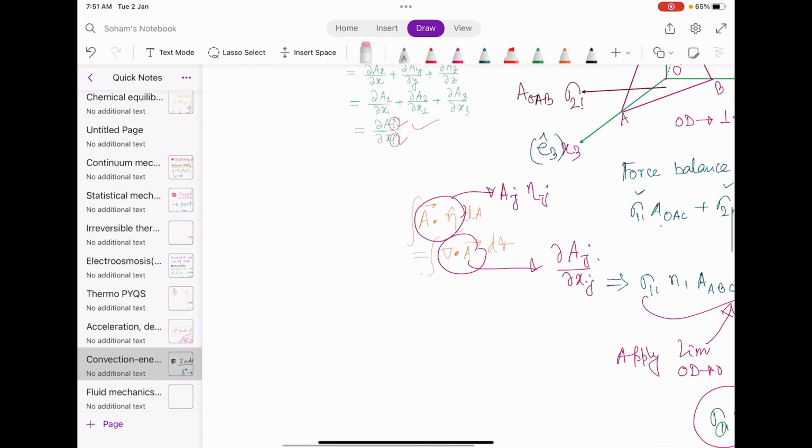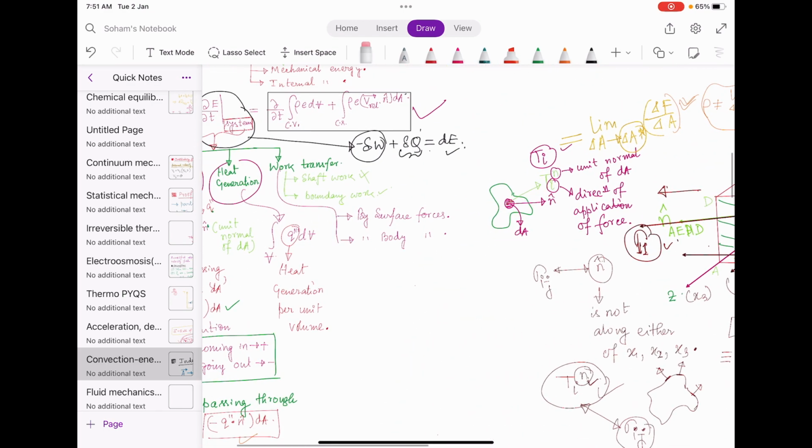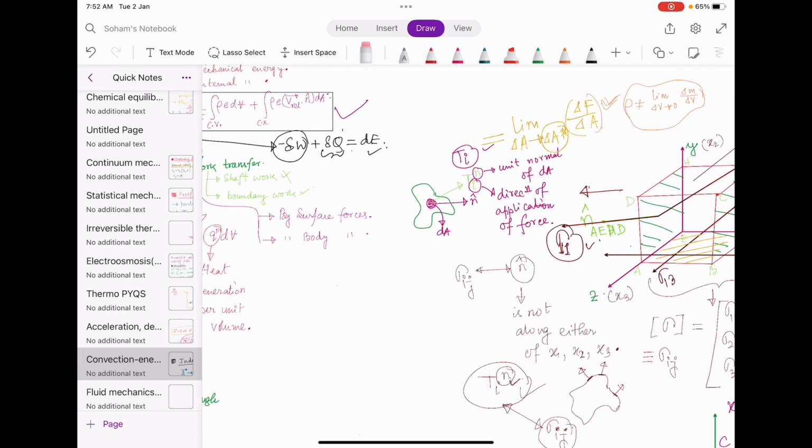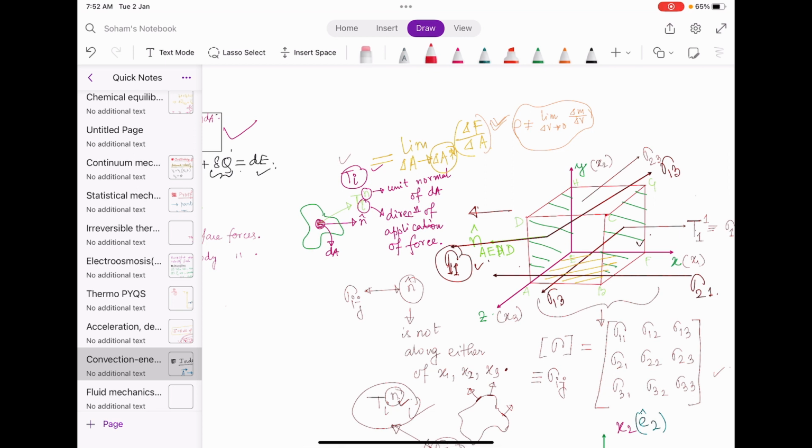Okay, so now the basic or formal definition of traction force is that traction force is the force per unit surface area. The definition is given by the limit of delta A tending to delta A star of delta F by delta A. So the question arises: why is delta A tending to 0 not right?